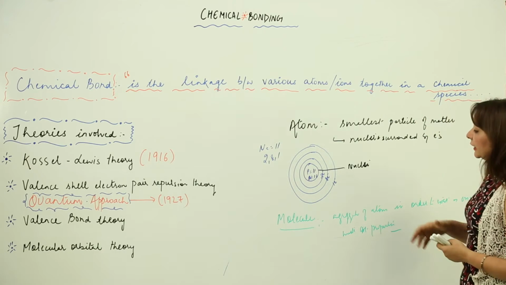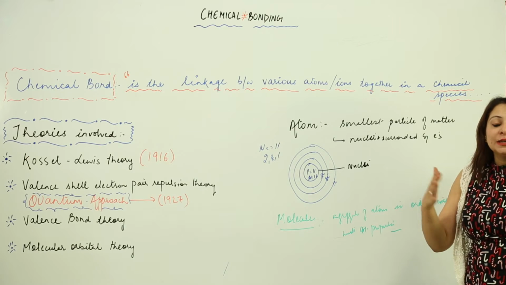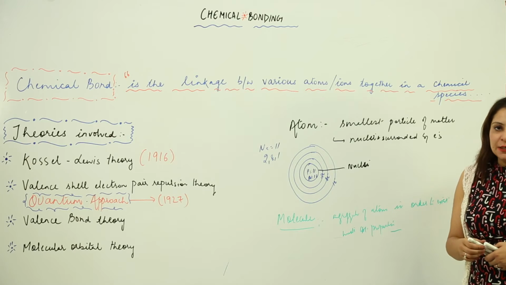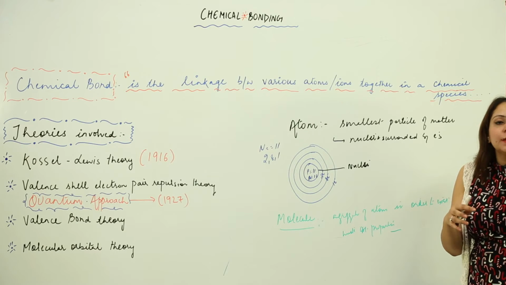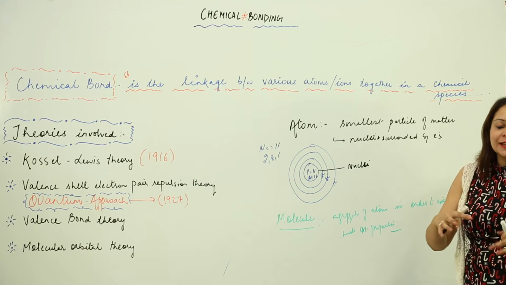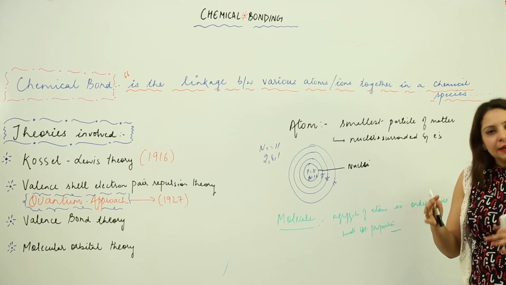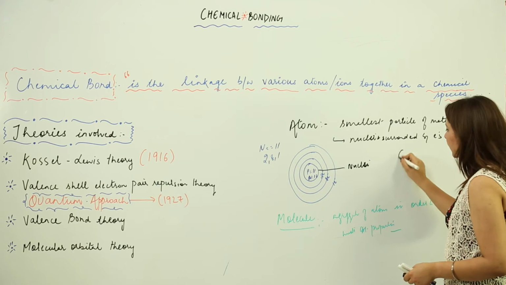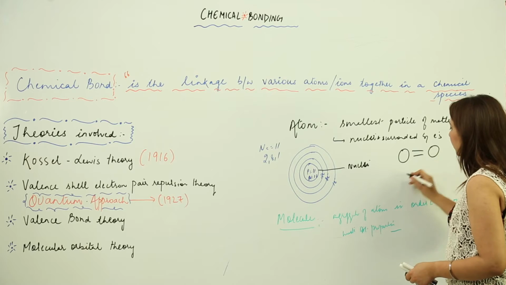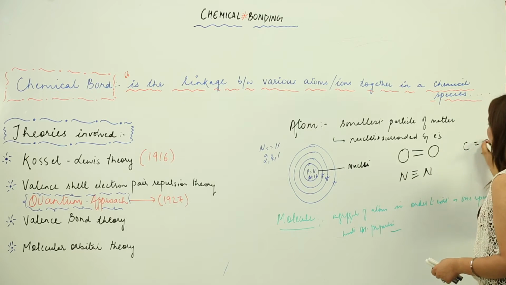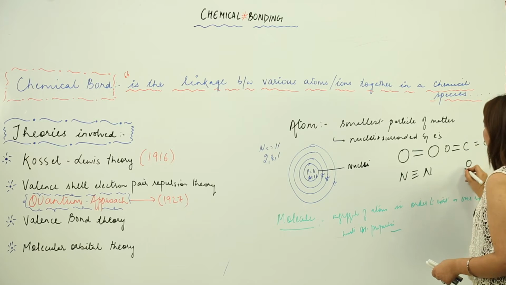So the atoms do not exist independently, but the molecule exists independently. That means a single atom cannot exist independently, but a cluster of atoms, when they combine with each other to form one chemical species, called a molecule, can exist independently. I am just drawing the molecules for you. Let us say this is a molecule of oxygen, this is a molecule of nitrogen, this is a molecule of carbon dioxide, this is a molecule of water.